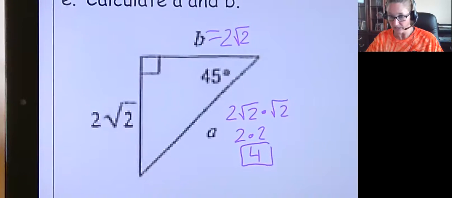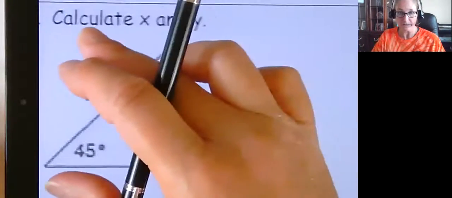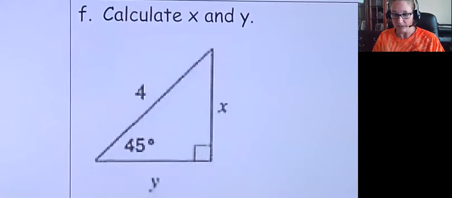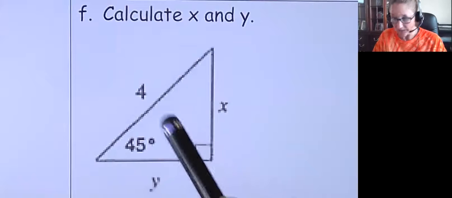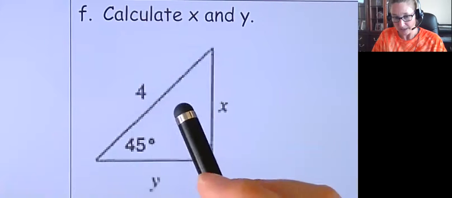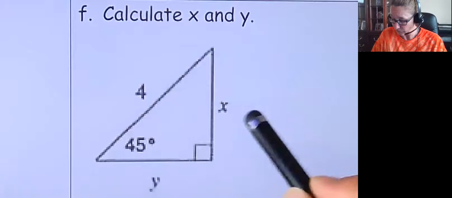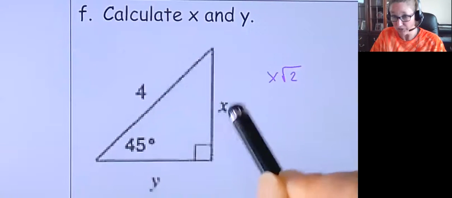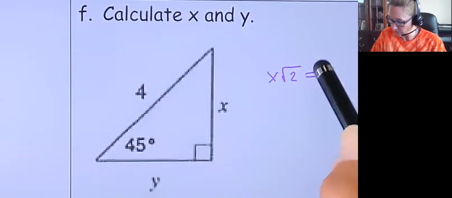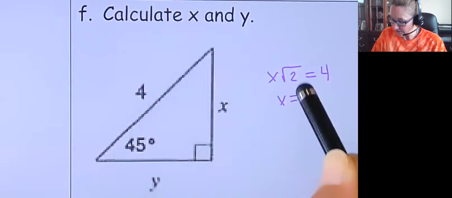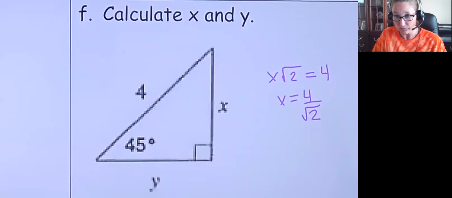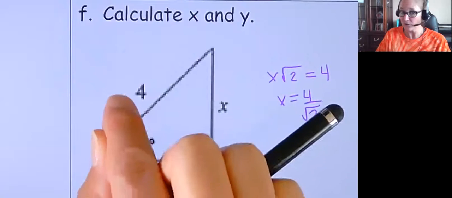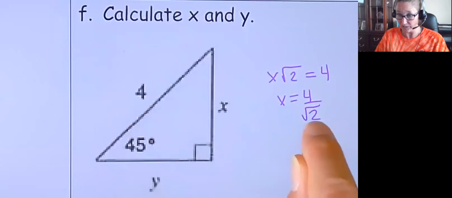Now on letter F, again, this is a 45, 45, 90. And for this one, if this is 4, this is your hypotenuse, you have to be careful. So basically, let me do the math here. If you take x times root 2, whatever you have here times root 2 equals 4. So when I solve this, I get x is equal to 4 over root 2. Another way to think about this is if I multiply by root 2 to go this direction, then to go backwards, I have to divide by root 2. And you see that's what I ended up with.